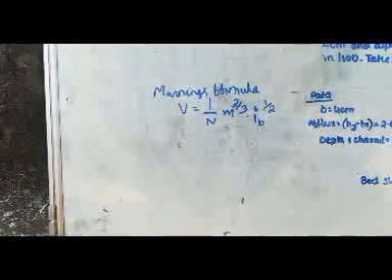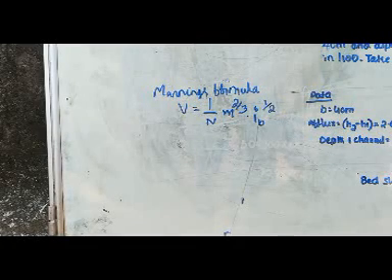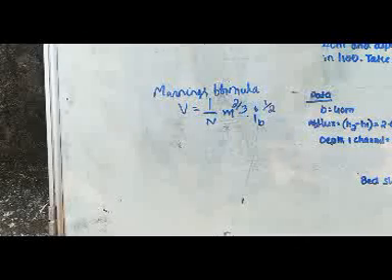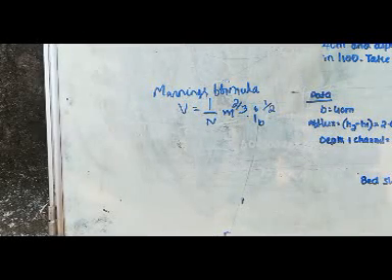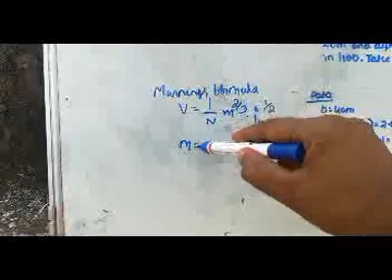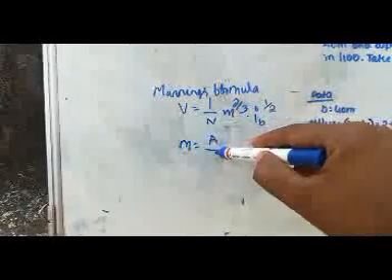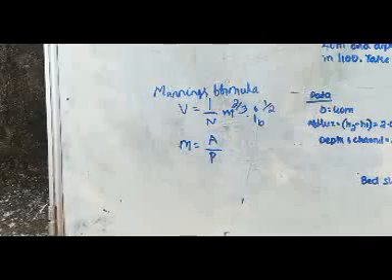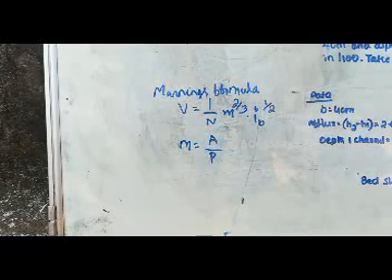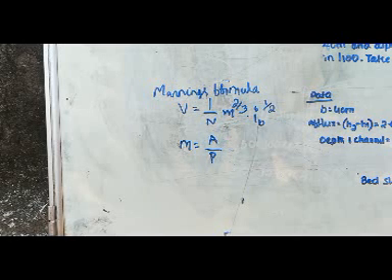It is Manning's formula. Here m means hydraulic mean depth, and many problems we solve are related to that. M is equal to A by P, where A is the area and P is the perimeter.